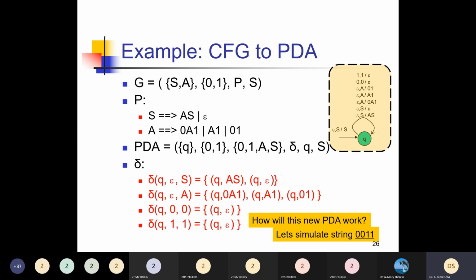So coming to the next one, CFG to PDA, we have one example here. Here we have two different productions. Capital S tends to AS or epsilon. Capital A tends to 0A1 and then A1 and 01. We have two different options for capital S and then three different options for capital A. Okay, we have to write the productions here.